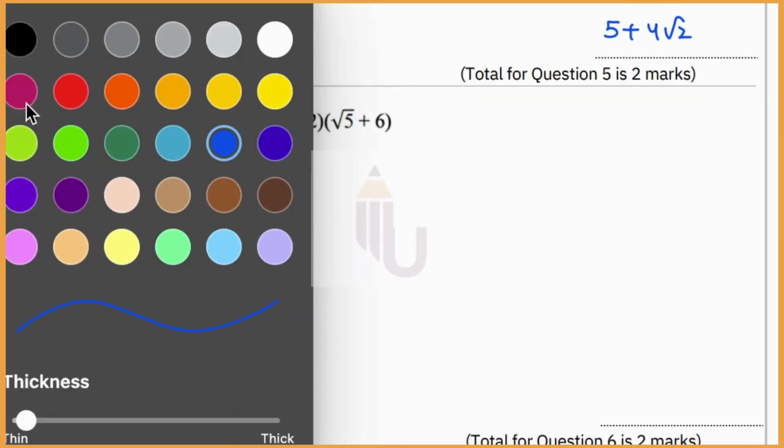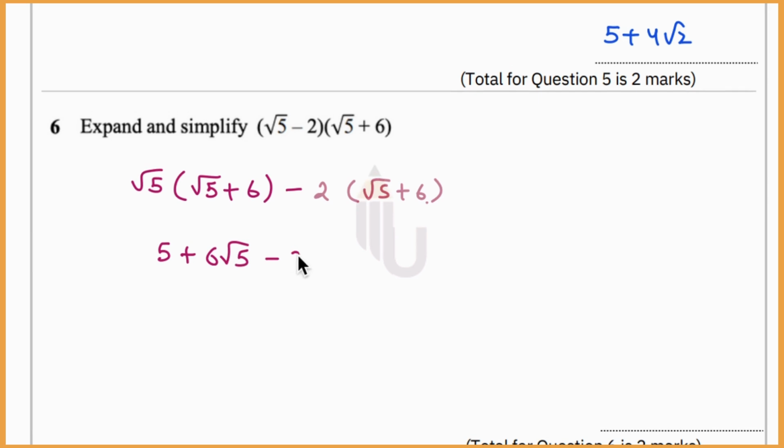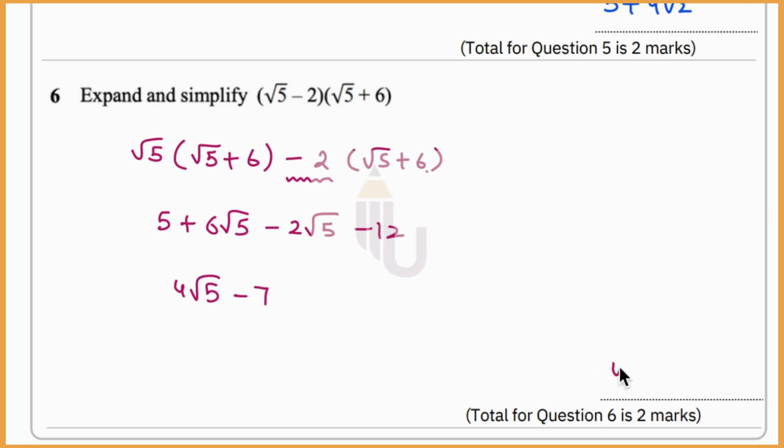Sixth question. We'll do the same thing. Root 5 will be taken up for the bracket, minus root 2 will be taken up for the bracket. Root 5 times root 5 is 5. 6 times root 5 is 6 root 5, minus 2 root 5, and minus 12. Since there's a minus sign over here, the sign of both terms will be changed because of that. Now we have 6 root 5 minus 2 root 5, that is 4 root 5 minus 7, and that is our final answer.